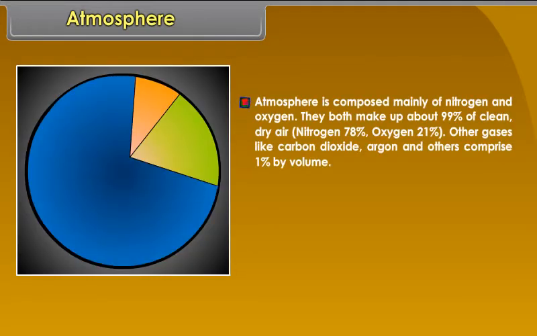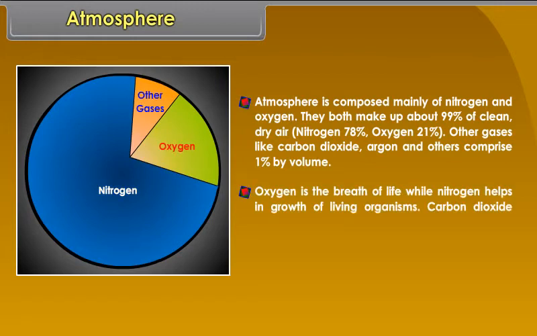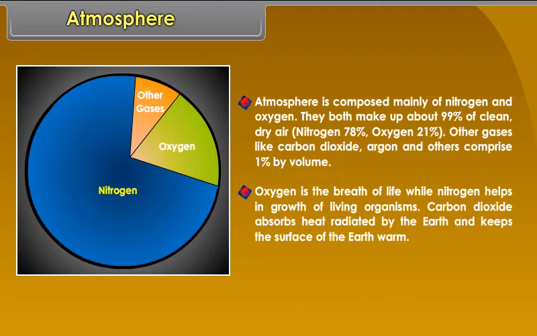The atmosphere is composed mainly of nitrogen and oxygen. They both make up about 99% of clean, dry air. Nitrogen 78%, oxygen 21%. Other gases like carbon dioxide, argon and others comprise 1% by volume. Oxygen is the breath of life, while nitrogen helps in the growth of living organisms. Carbon dioxide absorbs heat radiated by the earth and keeps the surface of the earth warm.